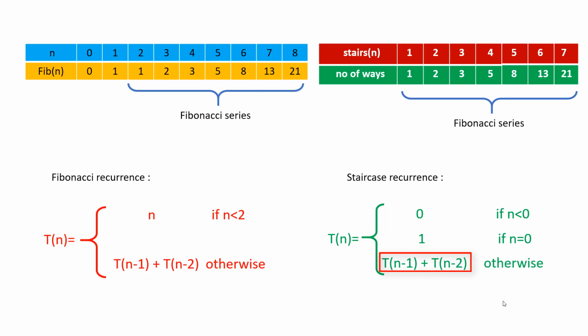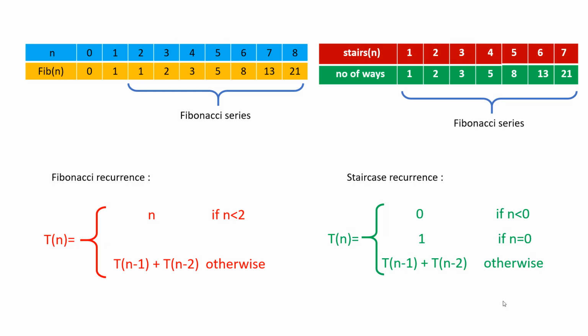So that is the reason we have put it: if n is less than 0, we will consider it as 0. If n equals 0, we will return 1. Otherwise, T(n) equals T(n-1) plus T(n-2). So this is the recurrence relation for the staircase problem. This is one way, guys, to deduce the pattern: trying different values of n, making the series, and coming up with a pattern. By doing this, you can come up with this formula or recurrence relation.